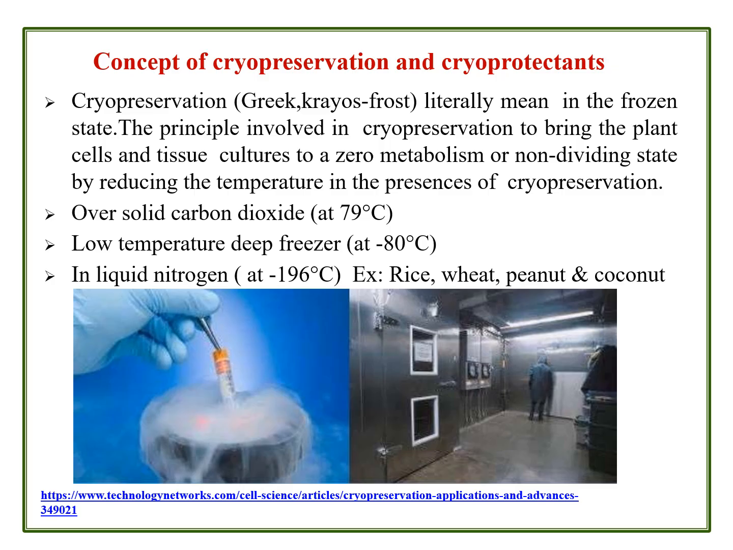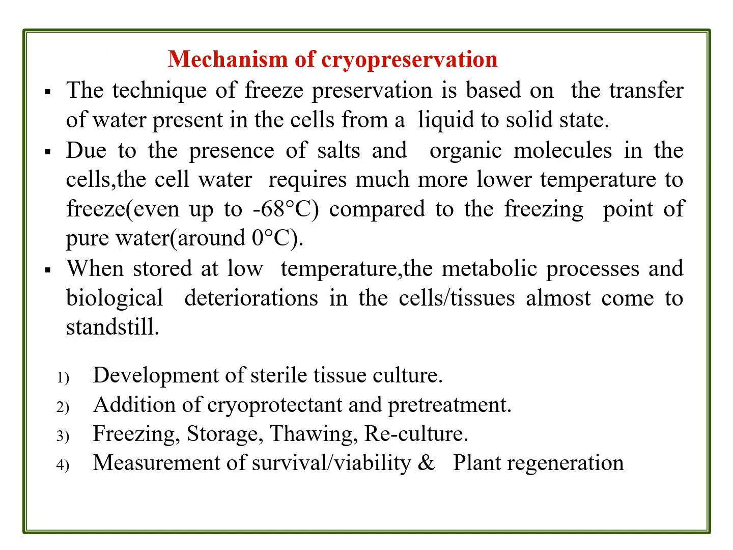For example, rice, wheat, peanut and coconut germplasms and seeds can also be preserved through cryopreservation. The mechanism involves freeze preservation based on the transfer of water present in the cells from the liquid to the solid state. First of all, the sublimation condition. Due to the presence of salts and other organic molecules in the cells, the cell water requires a much lower temperature to freeze, even up to minus 68 degrees centigrade, compared to the freezing point of pure water at around 0 degrees centigrade.